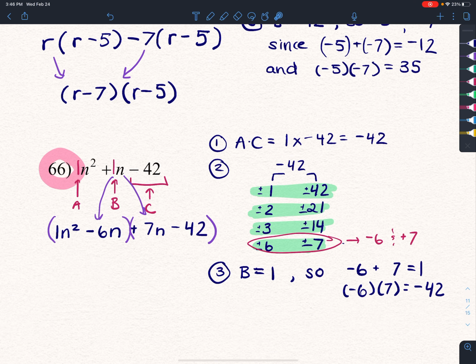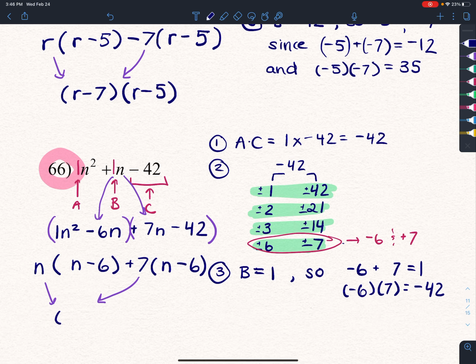Now in this first bracket, the only thing in common is an n. We're left with n minus 6. And here we see that we have positive, negative. So over here, we want to be left with positive, negative. We don't need to change the signs, so we're good to just take out a positive 7. Positive 7, and we'll be left with n minus 7. Rearrange everything. N plus 7. N minus 6.